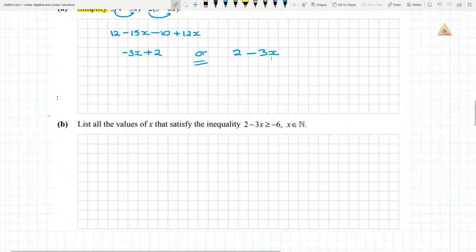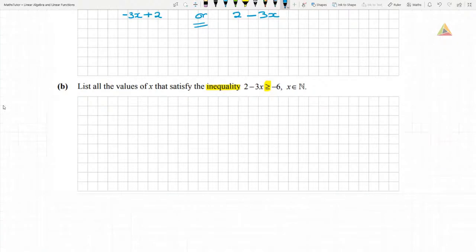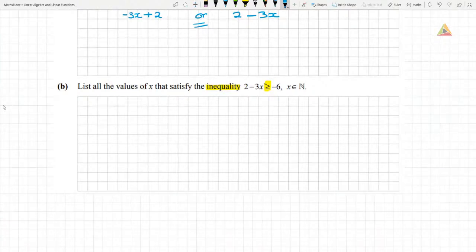Whereas part B, there's kind of a couple of parts to this question. So the first thing I'm spotting is this word inequality. And when I spot this word inequality, I'm seeing I don't have an equals, I have one of my inequality signs. So the sign that we have here is greater than or equal to. And sometimes people get a little bit confused about which one is bigger and which one is smaller. So I kind of say it looks a bit like an arrow, and the arrow always points to the small side. So I'm saying the minus 6 is the small side, so the 2 minus 3x is the big side.